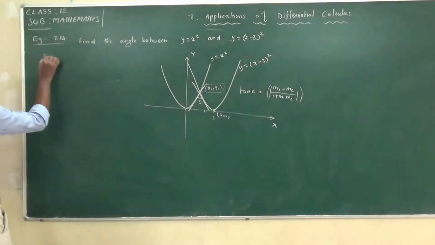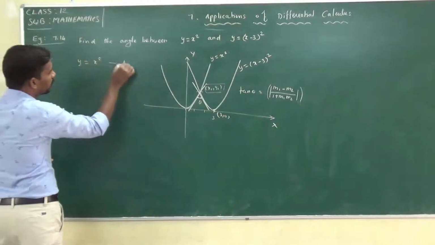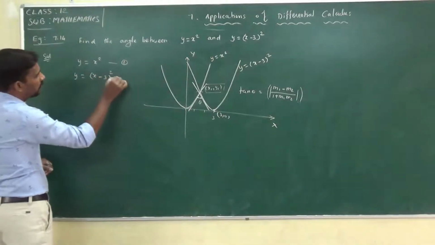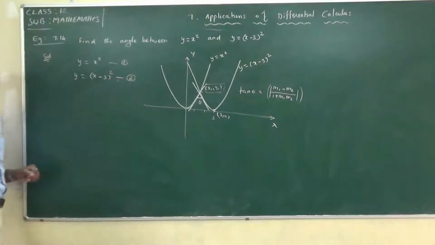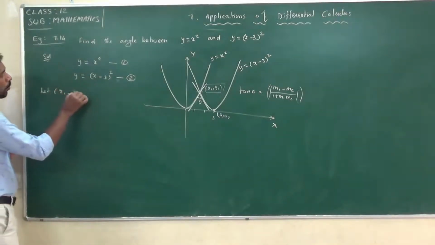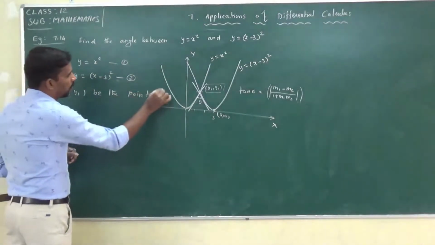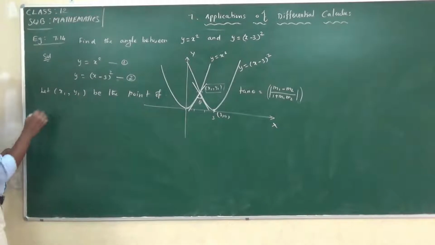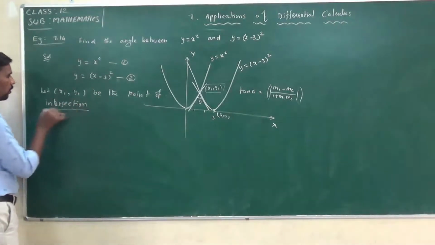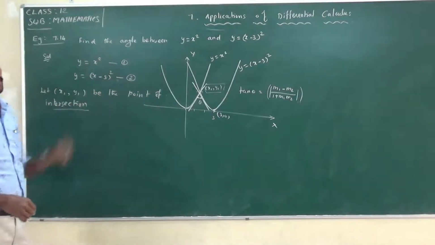Okay, so solution. Let the given curves be y equals x square, call it 1, and y equals (x minus 3) the whole square, call it 2. Now, let (x1, y1) be the point of intersection. We want to assume that (x1, y1) is the point of intersection. Now we have to find the point of intersection x1 and y1. We want to solve 1 and 2.